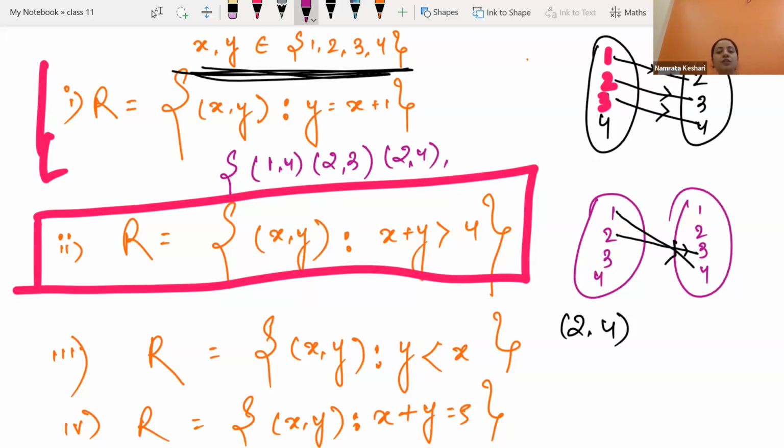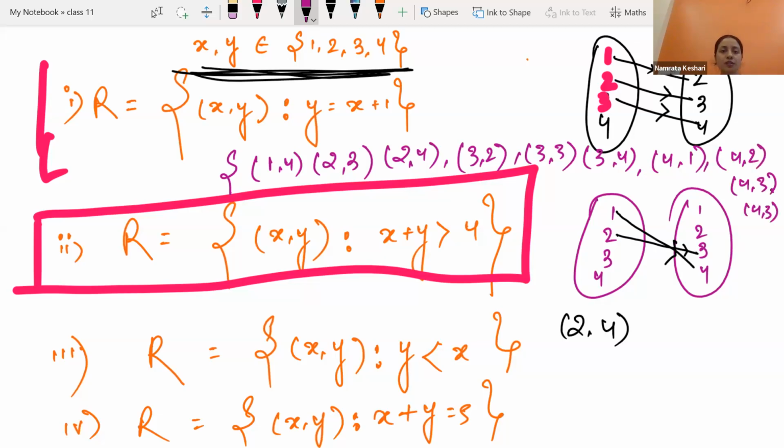Okay. Then 3 with 1? No. 3 with 2? Yeah. 3 with 3? Yes. 3 with 4? Of course. Then 4 with 1? Yeah, 4 with 1 we can take because the summation has to be bigger than 4. So 4 with 1 is fine. 4 with 2? Yeah. 4 with 3? Yes. 4 with 4? Yeah. Can you see? Set of all possible ordered pairs which are fulfilling the condition x plus y bigger than 4. Yes or no? Yes. Okay.